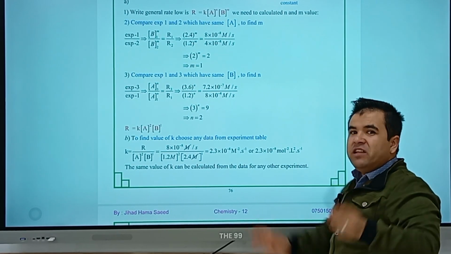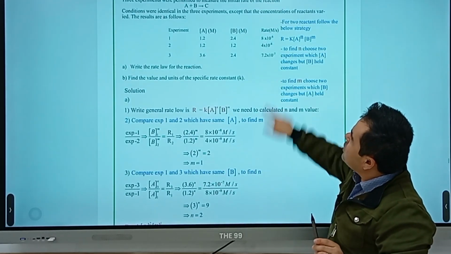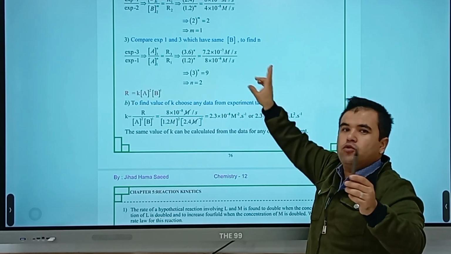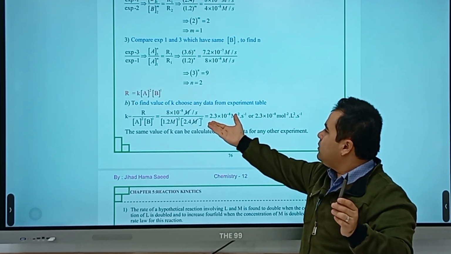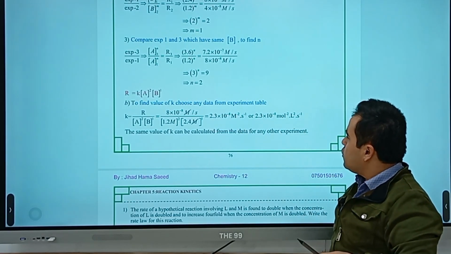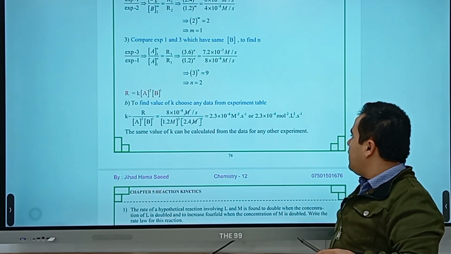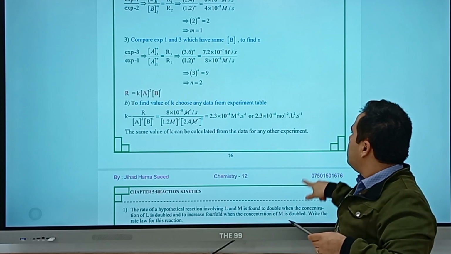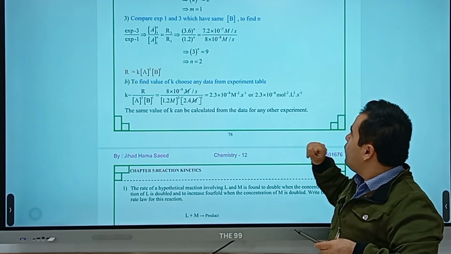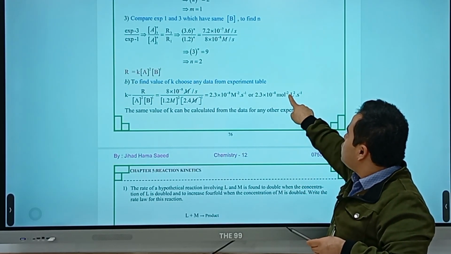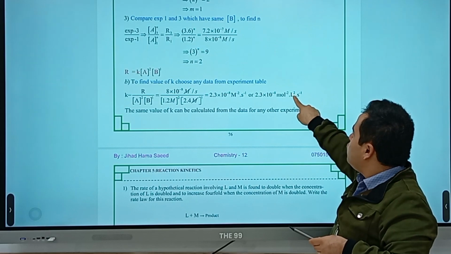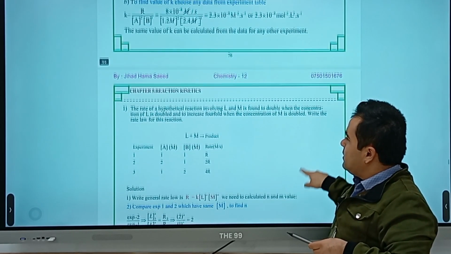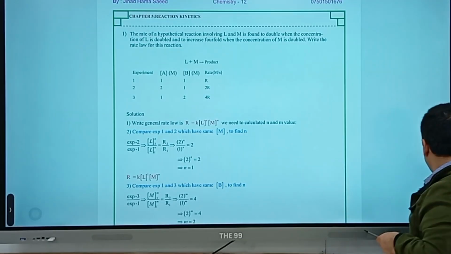To find the value of k, choose one of the experiments. Randomly choose one experiment and put in the values of all the reactants and the rate, and you'll be able to find the value of k. The unit is mole to the power of minus 2, L squared, s to the power of minus 1. That represents the third order.